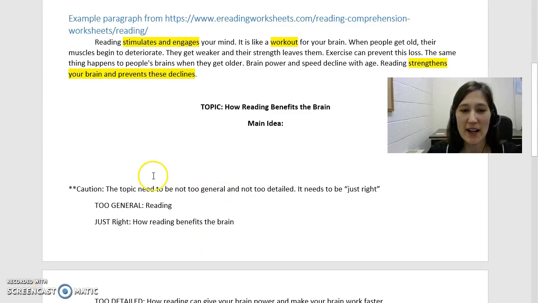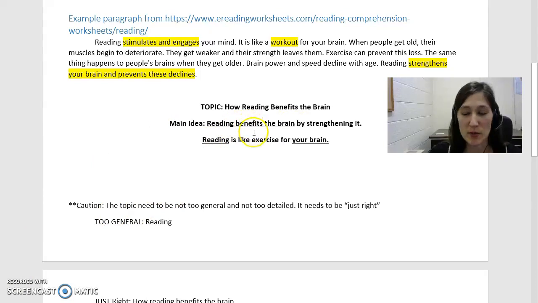Okay, I've highlighted some important details. So how reading benefits the brain, the author wants me to know that it stimulates and engages your brain. It's like a workout. This is an explanation of how it's like exercise. It strengthens, and it prevents declines in brain power and speed. So, what does the author want me to know about how reading benefits the brain? Okay, I'm going to pause again and think of that sentence of what the main idea is.